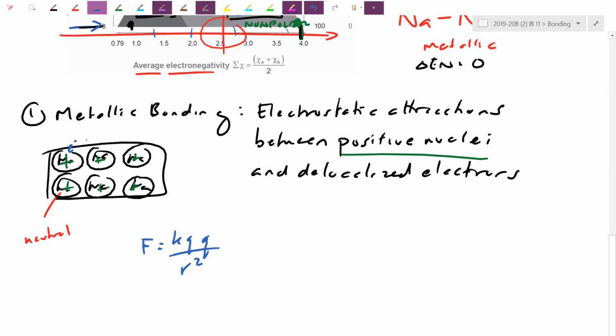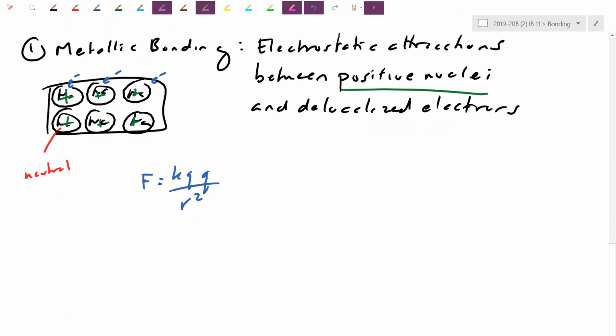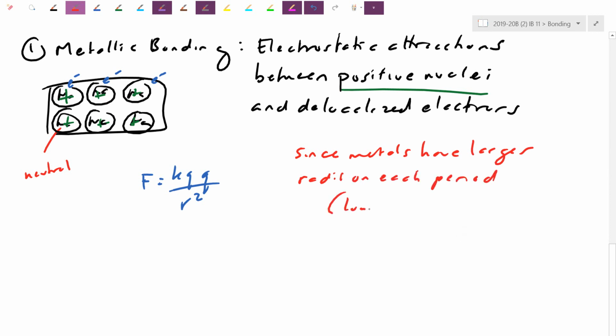Every metal was supposed to have its own electrons. But fortunately for us here, metals, I'll write this down for you here. Since metals have larger radii on each period, you should be able to quote here, low Z effective for that reason.